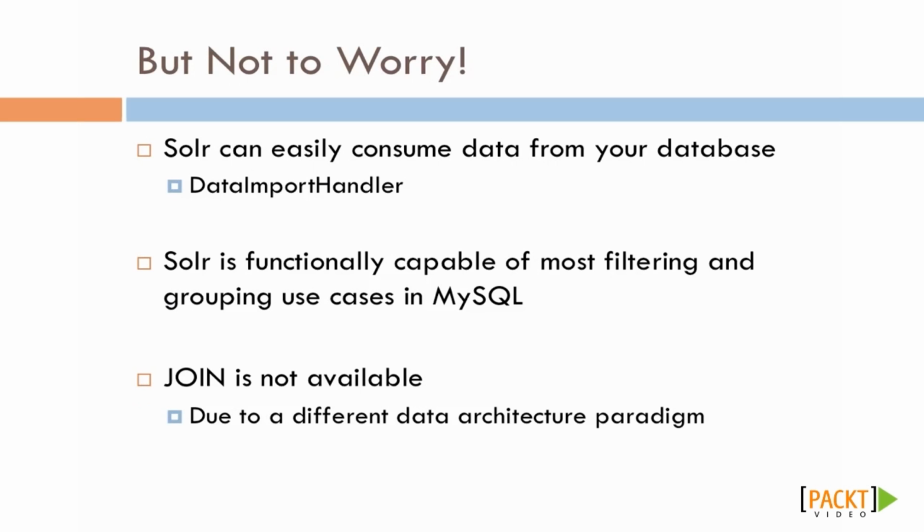It's functionally capable of most of MySQL's strengths in terms of filtering and grouping, but it doesn't do joins, and that's because there's really only one sort of table, being the document schema. That's just due to a different architecture paradigm, and it's something that is a limiting factor for some people, but once you free yourself of the idea of having to normalize things for yourself, you'll come to love a single schema pretty quickly.